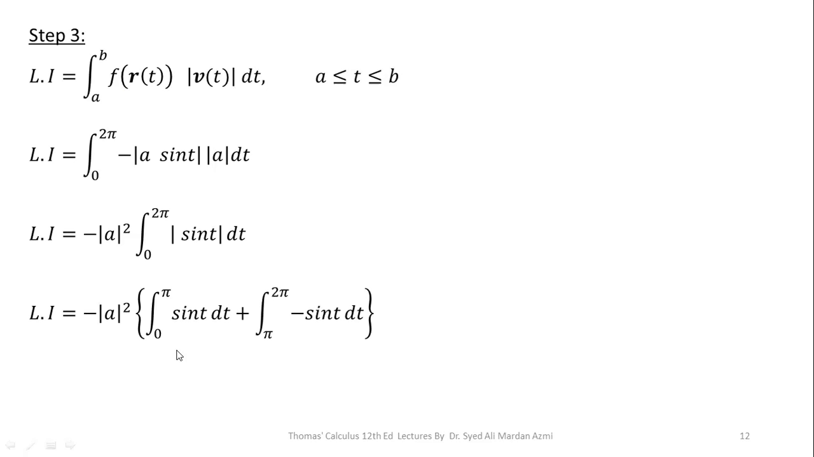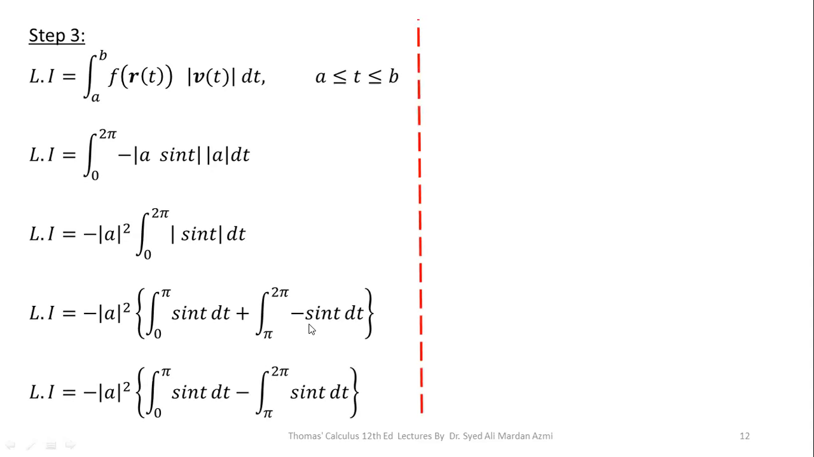So in the next step, we have broken the limits, limit from 0 to pi. So for 0 to pi, we get positive sine of t, and then for pi to 2 pi, we are getting minus sine of t. In the next step, making the simplifications, we have minus a mod square, limit from 0 to pi sine of t minus pi to 2 pi sine of t. Now the integration of sine is minus cos of t, so we have minus cos of t for the limit 0 to pi minus minus cos of t for the limit from pi to 2 pi.